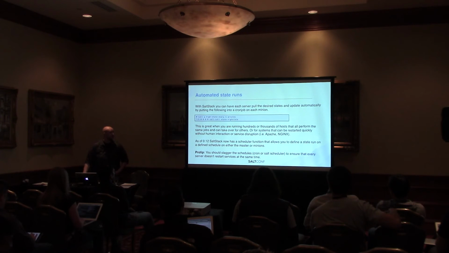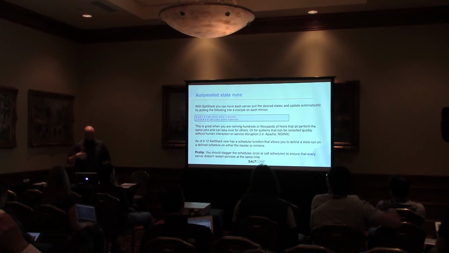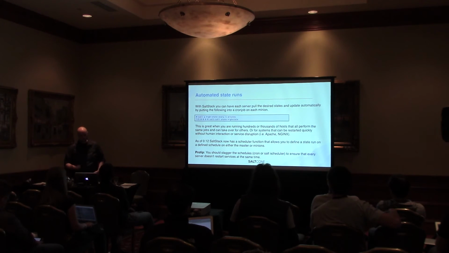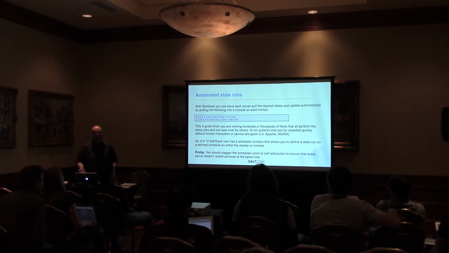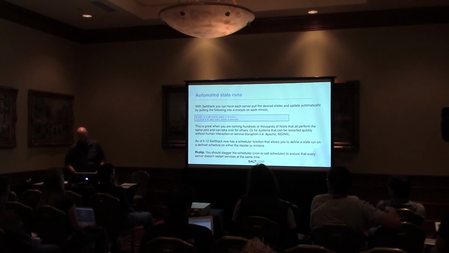So, automated state runs. With SaltStack, you can have each server pull the desired states and update automatically through a cron job. As I was writing this, I did a little more looking up, and there's the scheduler, which is probably the better way of doing this. But hey, whatever. Cron jobs work too. If it works, it works. And this is great if you're running a lot of servers, right? If you're running a lot of servers, have them pull the state automatically and just take care of it, right?